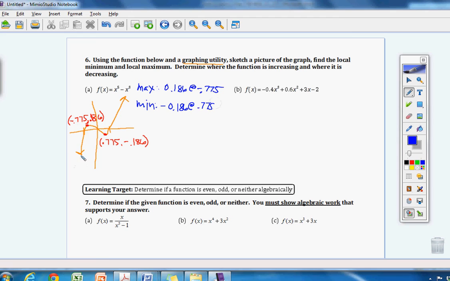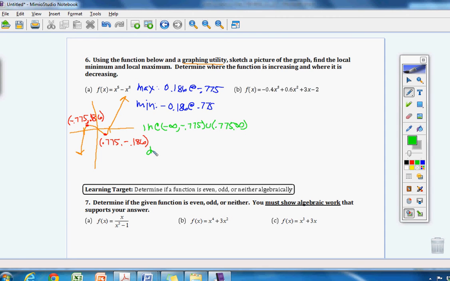Okay, so I'm going to be increasing up until this max point, then I'm decreasing, then I'm increasing again. So the increase is going to be from -infinity to -0.775. And then again, it starts back up at 0.775, that's our positive now, and it goes on into infinity.